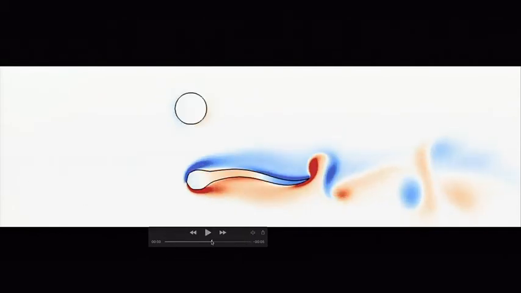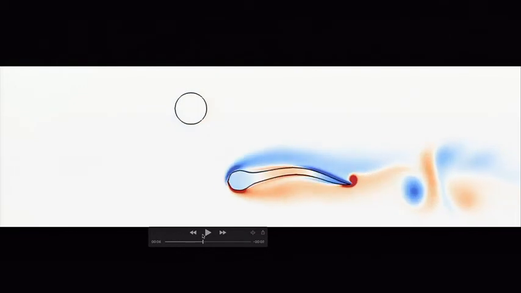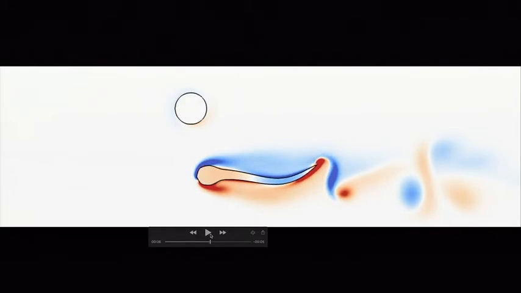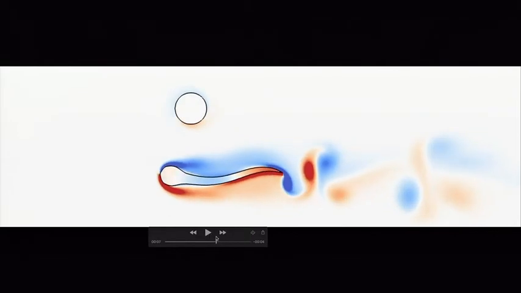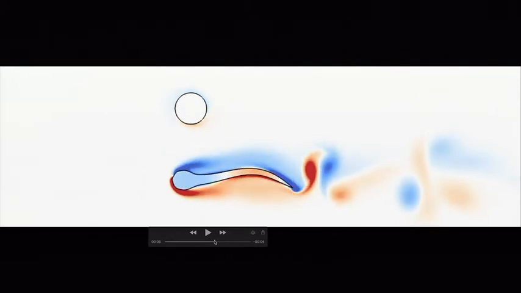Everything was white at the cylinder, and slowly you get very weak vorticity developing. That's because the fish is swimming by. So the cylinder is free to rotate freely? No.